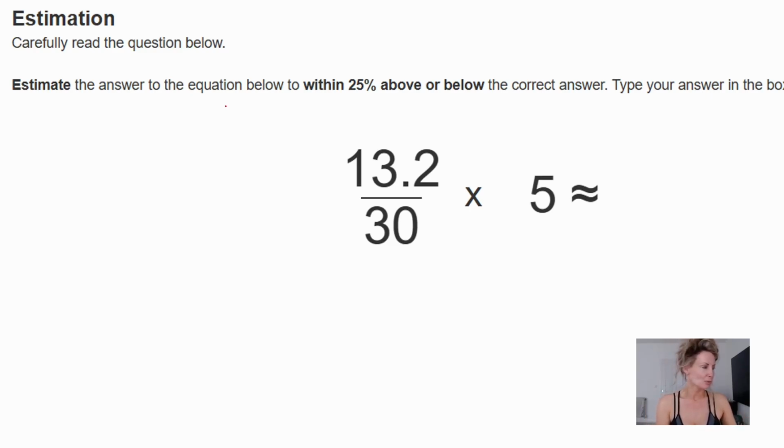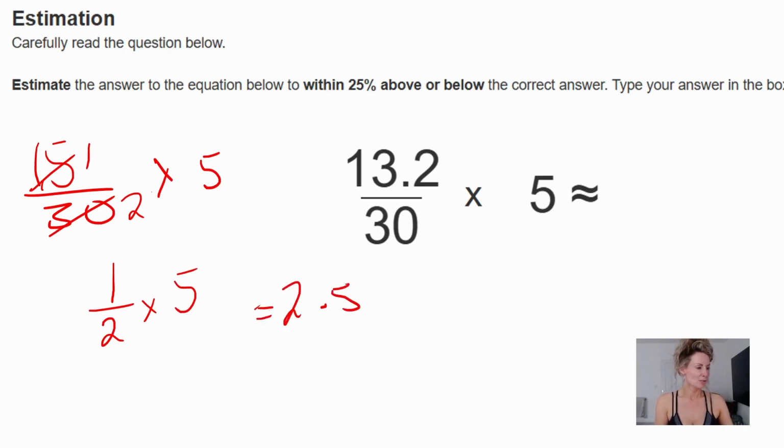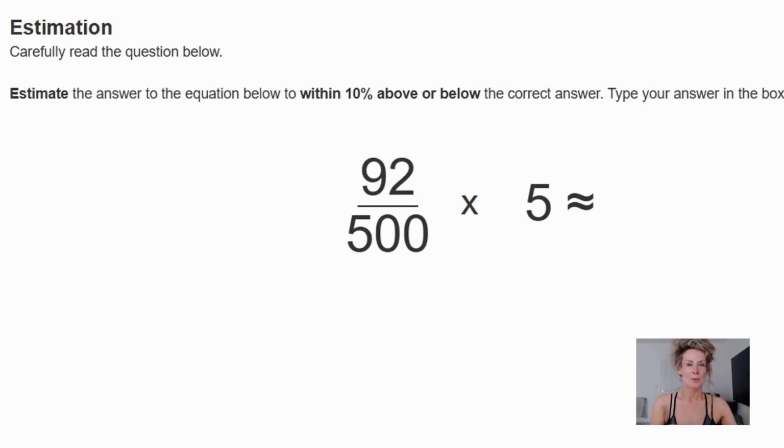Well, 13.2 could be estimated to 15 divided by 30 and then times by 5. We're going to cancel this down now. What's the biggest number that'll fit into 15 and 30? 15. And it'll go into itself once, and it'll go into 30 two times. Now we have 1/2 times by 5. Anything that you multiply by a half, you just need a half. 2.5. These are the other versions. The questions will cancel down to either 1 or 2 sometimes, or a half.